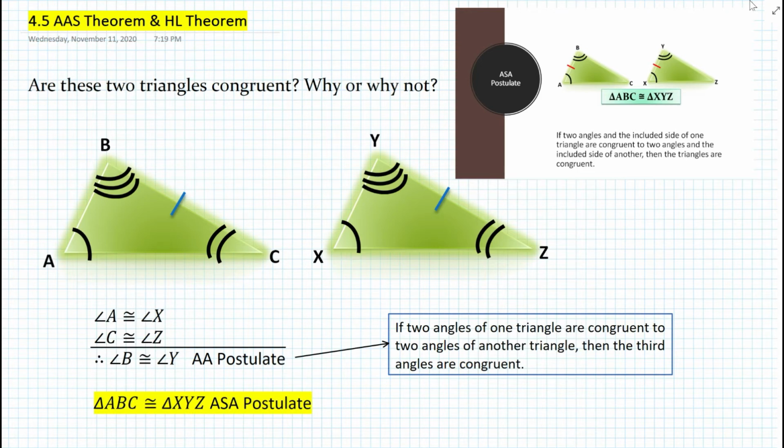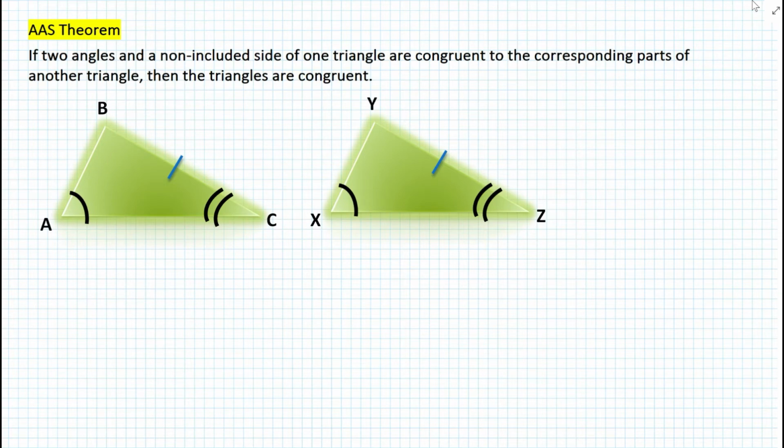And notice that AAS is written this way because the side is not in between the two angles like the ASA postulate. So let me define the AAS theorem at this point. The AAS theorem states if two angles and the non-included side of one triangle are congruent to the corresponding parts of another triangle, then the triangles are congruent. So in a proof, it is sufficient to just write AAS theorem. You do not need to write out the entire definition of the theorem itself.